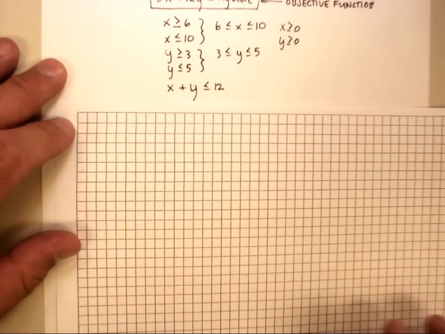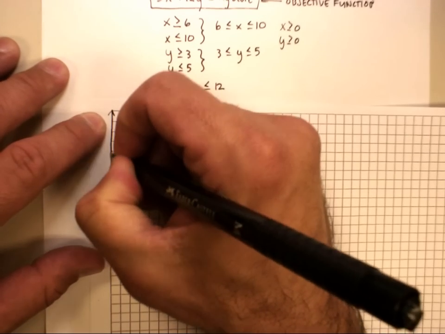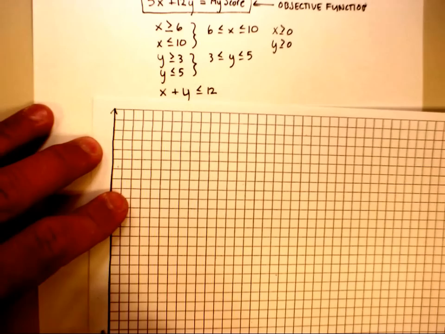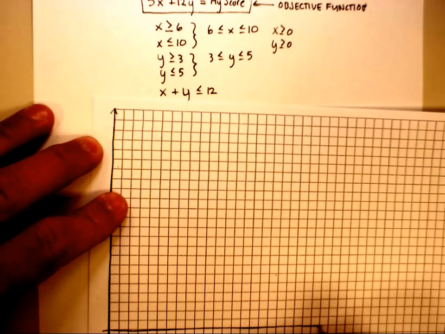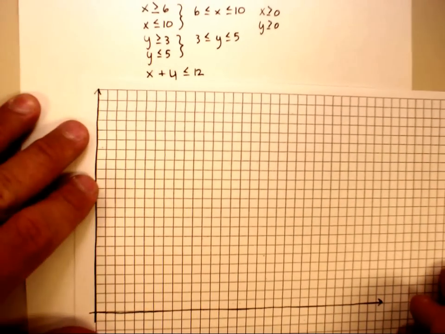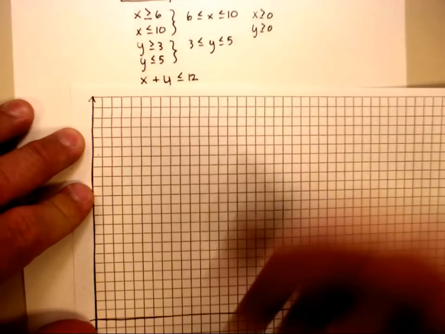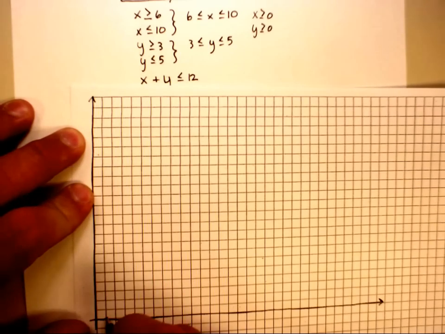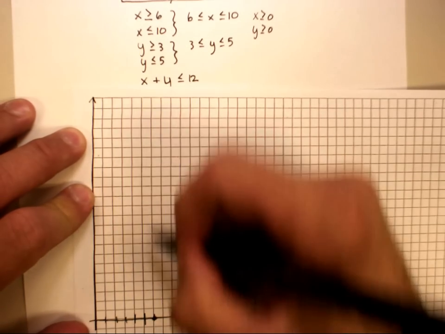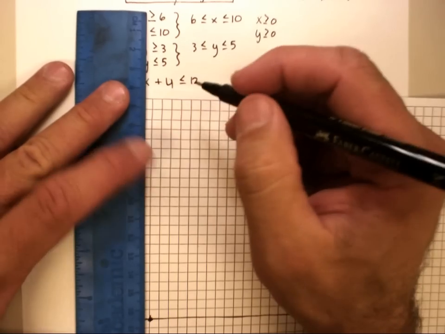So here's some graph paper, and I'm just going to use this as my y-axis, and I'm going to use this as my x-axis. All right. Let's start graphing. X needs to be greater than or equal to 6. So 1, 2, 3, 4, 5, 6. So x is 6. I draw a line straight up and down. Let's do that.